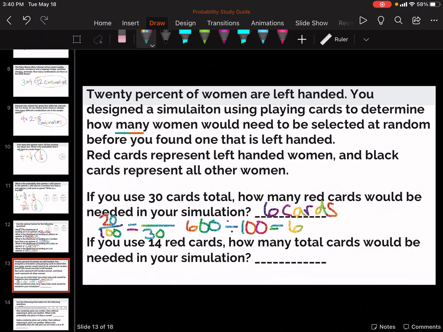6 red cards, okay? If you use 14 red cards, how many total cards would you need? Well, it's still going to be 20% out of 100, and 14 is our part out of our whole. Cross multiply, divide. 14 times 100 is going to be 1,400, divided by 20 gets you 70 total cards.